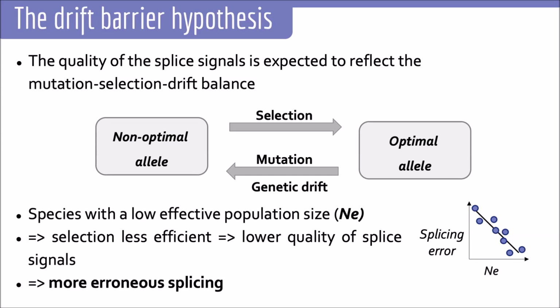And so we might expect, based on population genetics theories, that the splicing error rate should be higher in species with low NE. So we expect a negative correlation between the effective population size, NE, and the splice error rate.